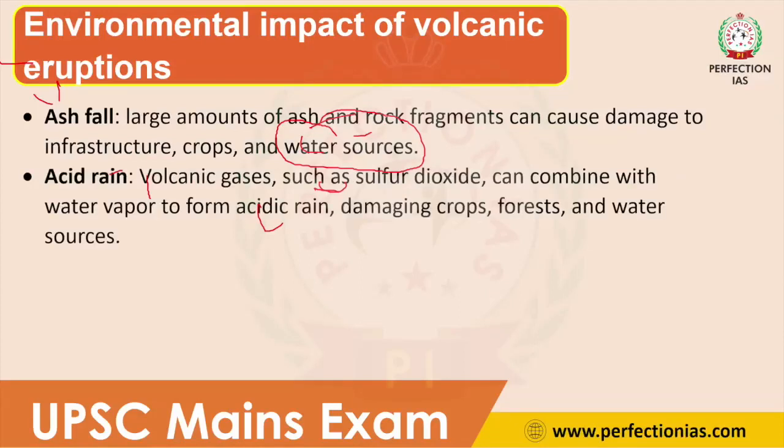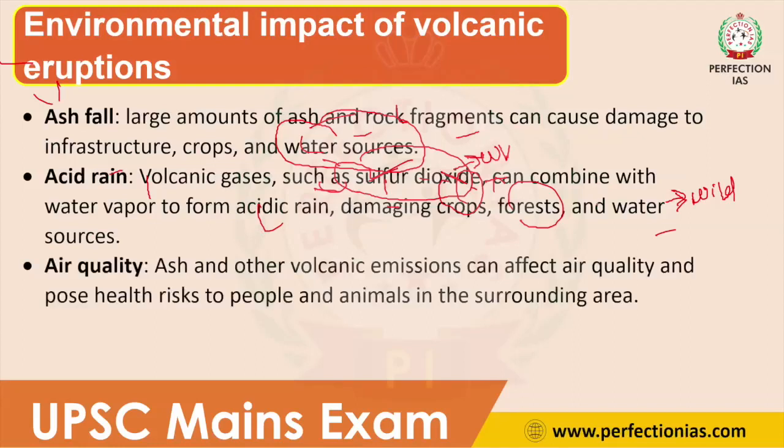Then the second is acid rain. Volcanic gases such as sulfur dioxide are the main gases. During a volcanic eruption, a huge quantity of sulfur dioxide is released into the atmosphere. The sulfur dioxide combines with water vapor to form acid rain. Whenever sulfur dioxide reacts with water vapor or rainwater, it creates acid rain. The acid rain will further damage crops, forests, and water resources, and also have a negative impact on wildlife. So acid rain is an important environmental impact of volcanic eruptions.